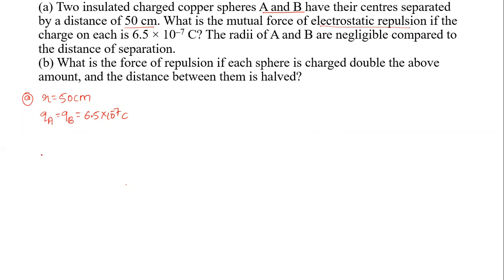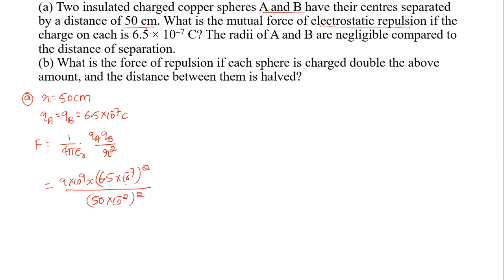So the formula for the electrostatic force of repulsion between them is F = 1/(4πε₀) × qA × qB / r². So this is 9 × 10^9 × (6.5 × 10^-7) whole squared, because qA and qB are both the same, divided by the distance between them, 50 centimeter. So it is (50 × 10^-2) whole squared. Why? Because it is in centimeter, and I am converting centimeter to meter.